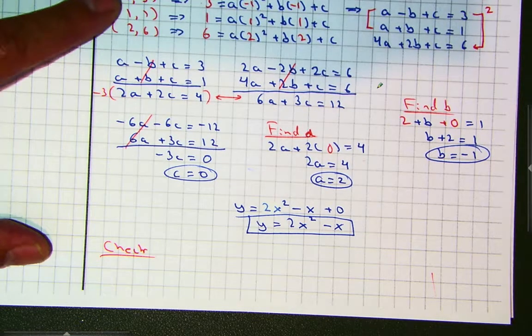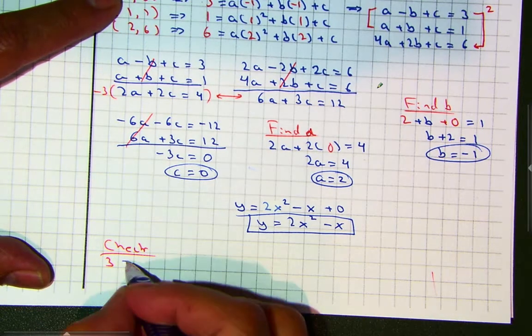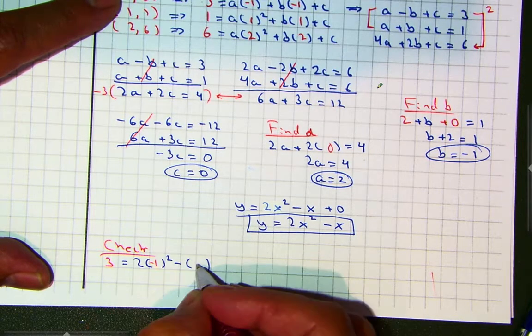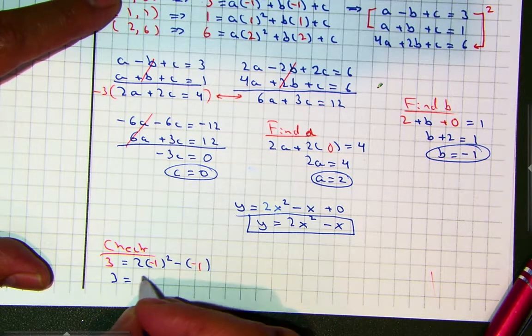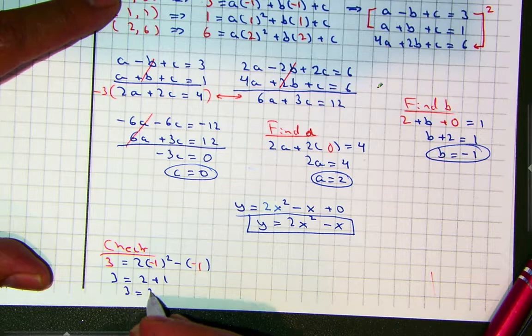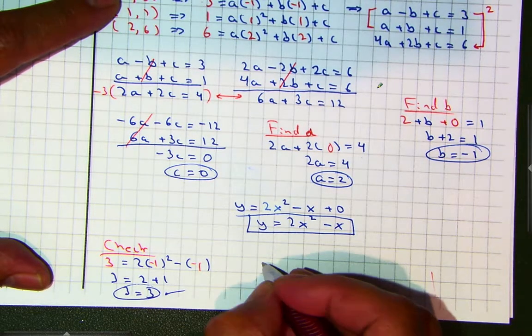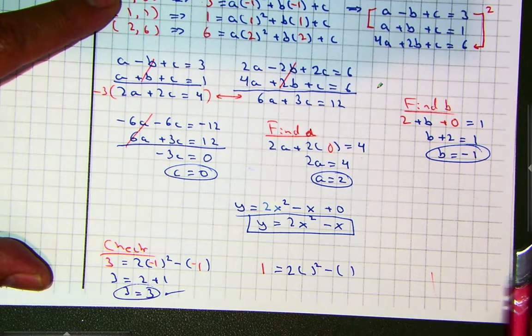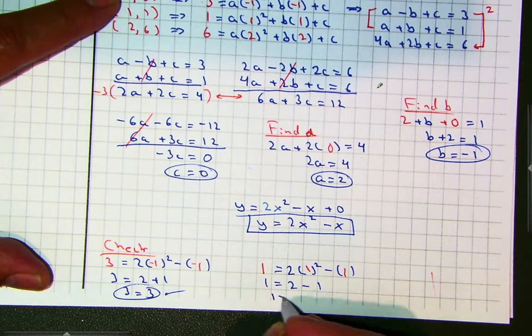I'm going to use the first point, negative 1, 3. So instead of the y will be 3. Instead of the x will be negative 1. So that gives me 3 equals, negative 1 squared is 1, times 2 is 2, plus 1 is 3, equal to 3. Perfect. I'm going to check the second point to make sure that that is correct. Y value is 1. The x value is 1 as well. So therefore 1 equals, this is 1 squared is 1, times 2 is 2, minus 1 is 1.